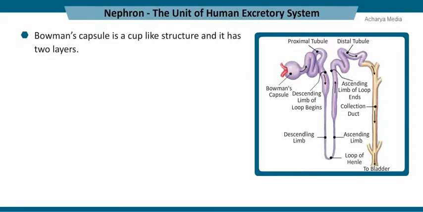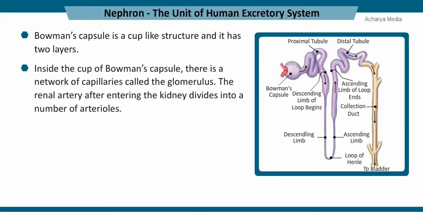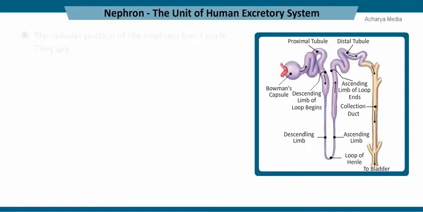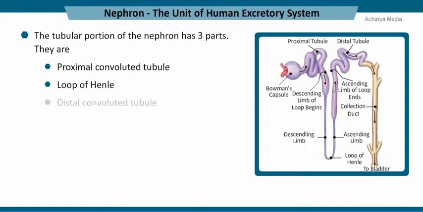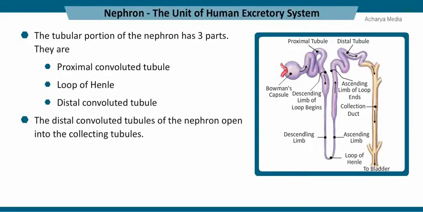Bowman's capsule is a cup-like structure and it has 2 layers. Inside the cup of Bowman's capsule, there is a network of capillaries called the glomerulus. The renal artery, after entering the kidney, divides into a number of arterioles. The tubular portion of the nephron has 3 parts. They are the proximal convoluted tubule, loop of Henle, and distal convoluted tubule. The distal convoluted tubule of the nephron opens into the collecting tubules.